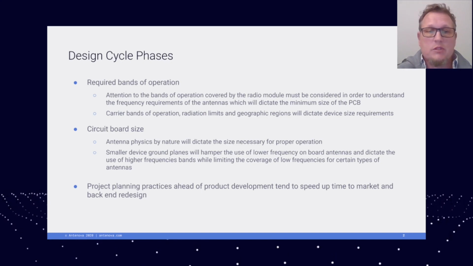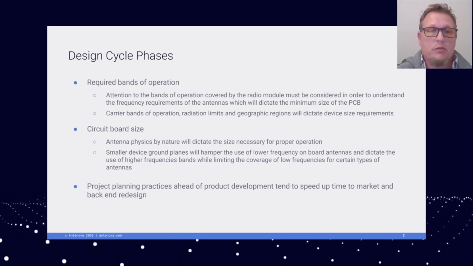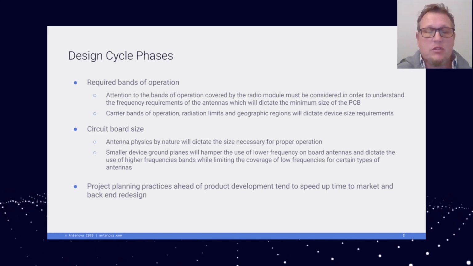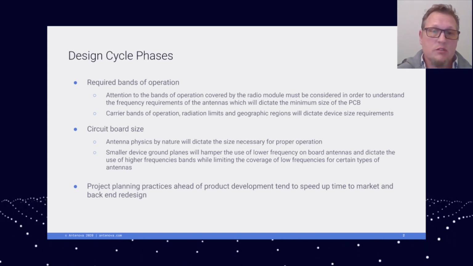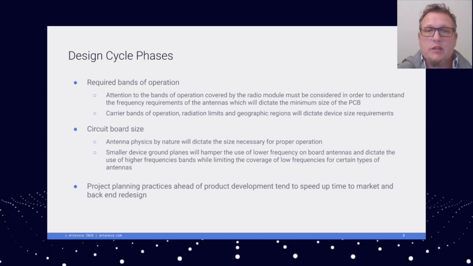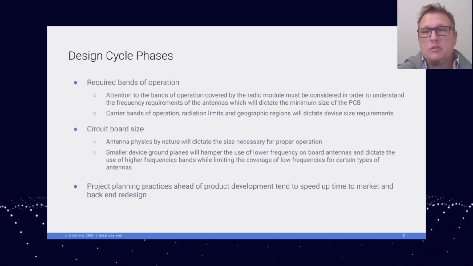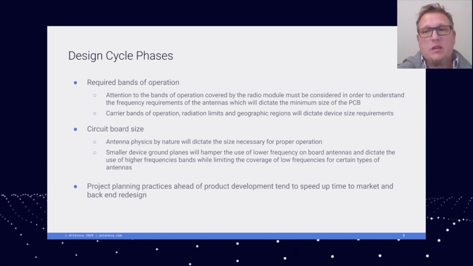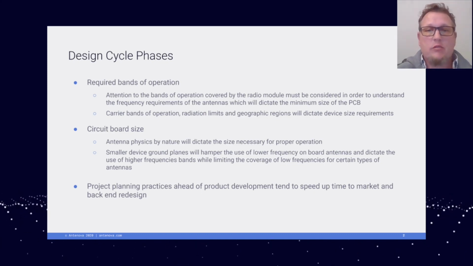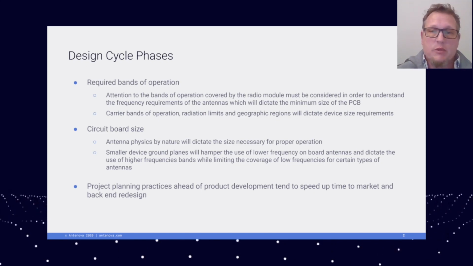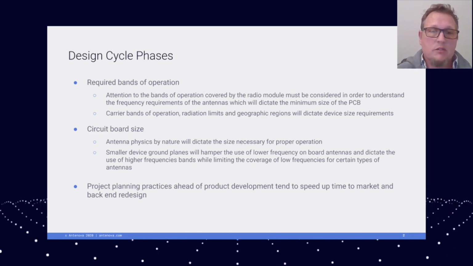Sacrifice in performance for device size will limit your antenna type, such as your flexible printed circuits versus surface mounts versus trace antennas. Smaller device ground planes will hamper the use of lower frequencies on board antennas and dictate the use of higher frequency bands while limiting the coverage of those lower frequency bands for certain types of antennas.